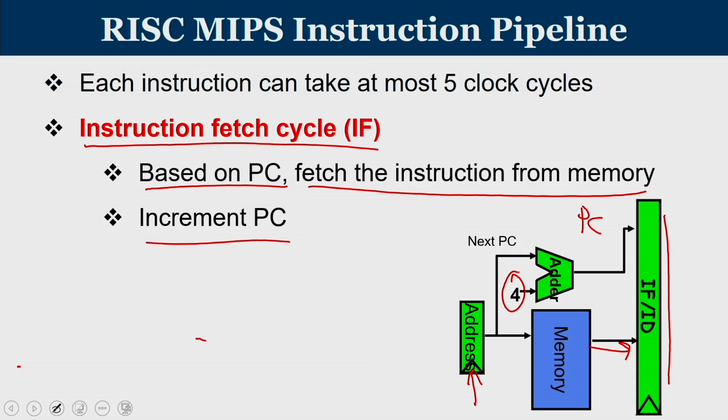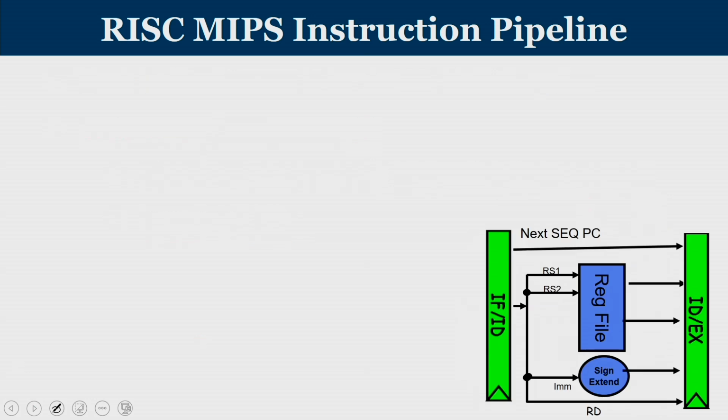So, the basic operation that is being done in instruction fetch one is, based on the program counter value, go to memory, bring the instruction and update the program counter value by adding 4 to it. This much is done in the instruction fetch state. Now, moving on to the second stage.